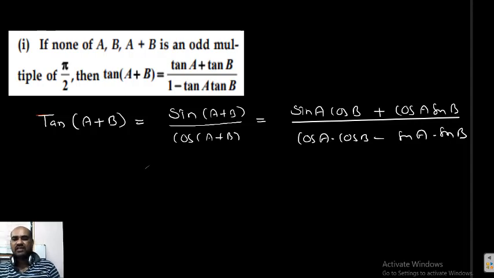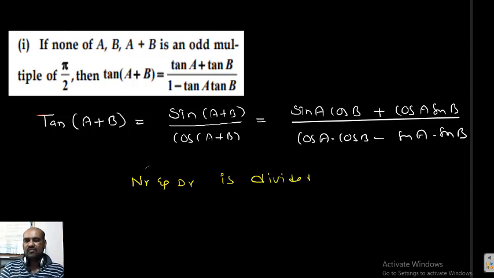Okay, so this is actually tan of a plus b, but the RHS should be in terms of tans only. I don't want sines and cosines. I want to convert the RHS part in terms of tan a and tan b. That's why the numerator and denominator are divided by cos a into cos b.